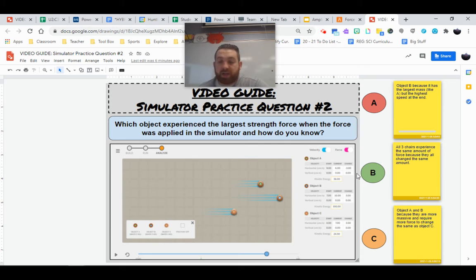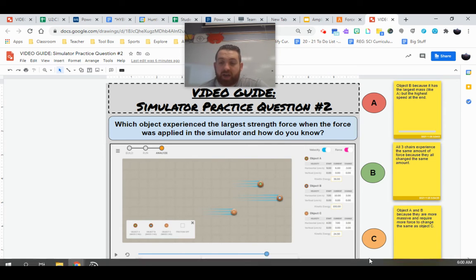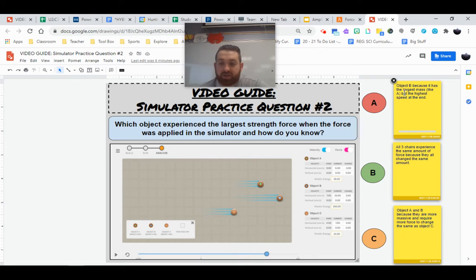All right, let's go ahead and break this down, folks. In terms of the answers, object B, because it has the largest mass, but the highest speed at the end. Well, just because it has the largest speed at the end doesn't necessarily mean it had the largest strength. Remember, we can apply forces in different directions, whether it's left, right, up, down, that sort of thing. So just because it had the largest speed doesn't mean it had the largest strength. Direction plays a role in how an object changes its velocity.